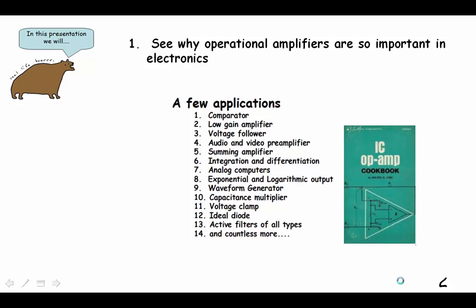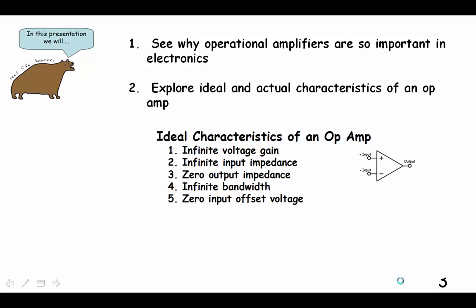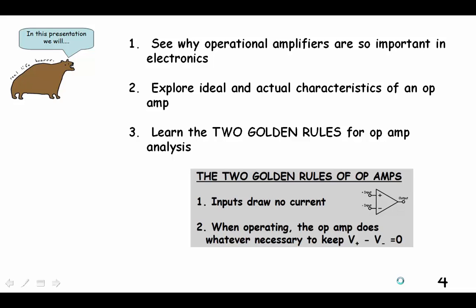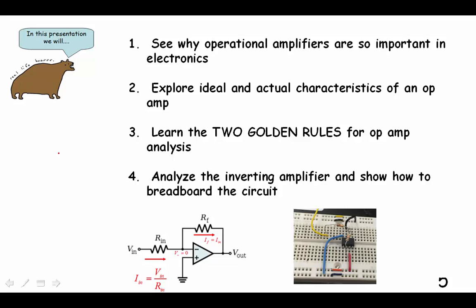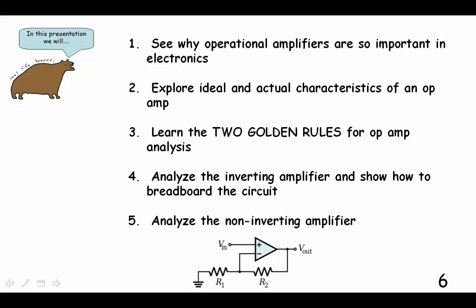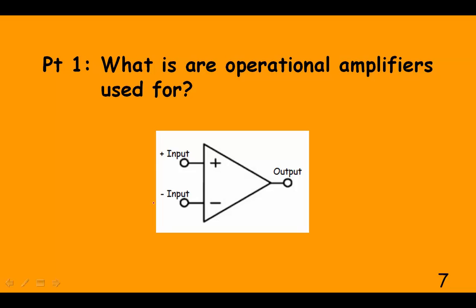Today we're going to study operational amplifiers. We'll see why operational amplifiers are so important in electronics. We'll explore ideal and actual characteristics of an op-amp. We'll learn the two golden rules for op-amp analysis. And we'll analyze the inverting amplifier and show how to breadboard the circuit. And finally, we'll analyze the non-inverting amplifier, but we won't breadboard it.